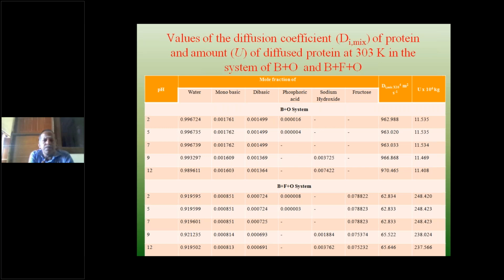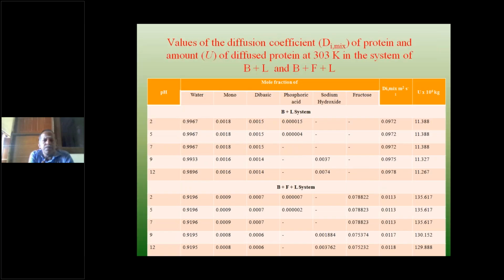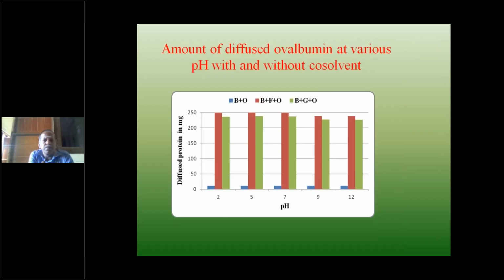So this is done for overwhelming system as well as lateral system. And the bar diagram has been given. The bar diagram shows that three different variations are there. The blue color indicates without co-solvent, whereas the brown color is with the fructose, whereas the green color is with the glucose. In general, if there is no co-solvent, then the diffusion is very low, very feeble.